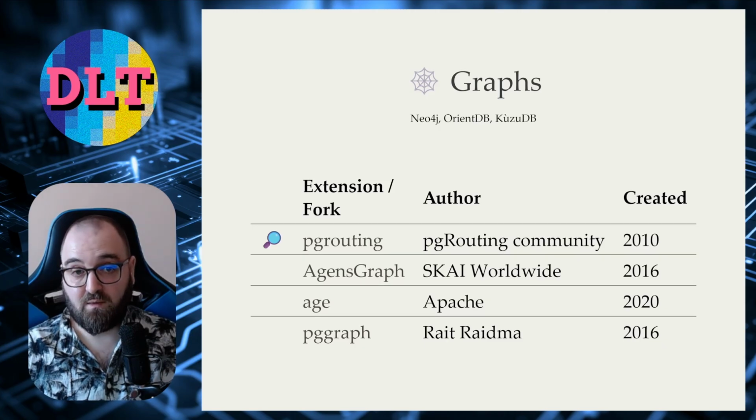In fact, if you have graph needs, this is probably the only instance where you should look at specialized solutions outside of Postgres, at least for now, and probably look at Neo or Kuzu. Let's look at pgRouting and understand why it is as limited as it is.